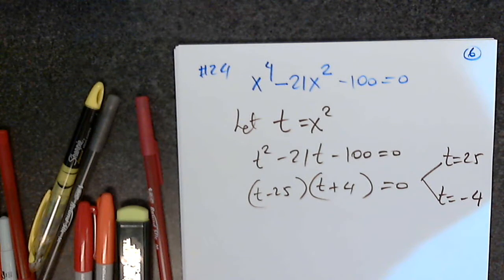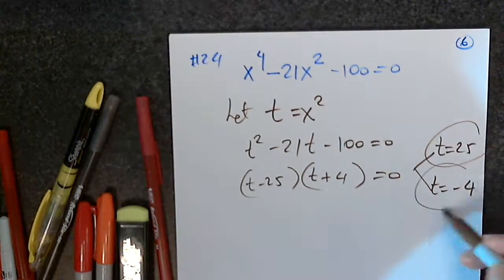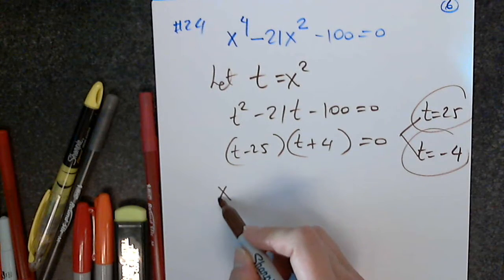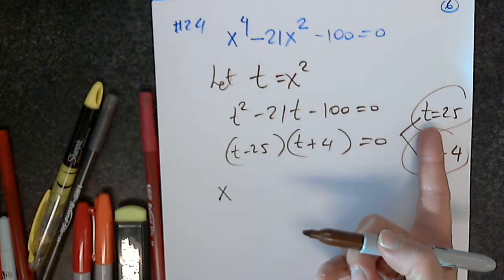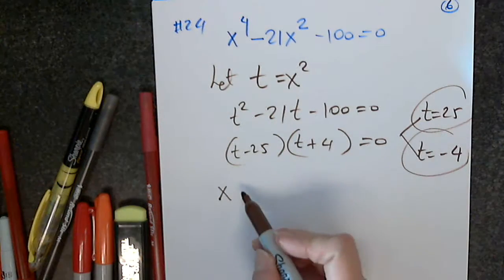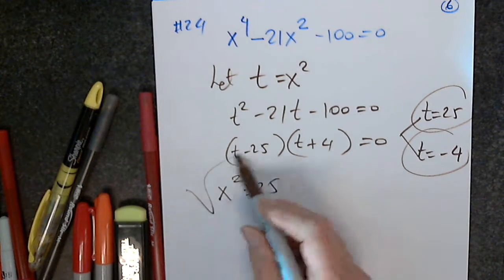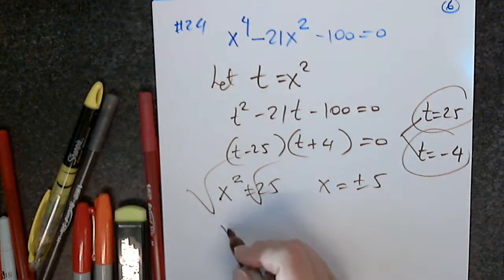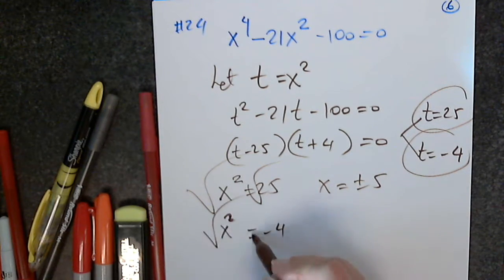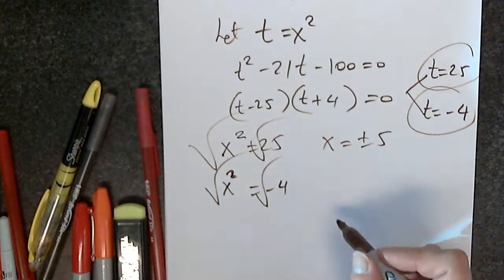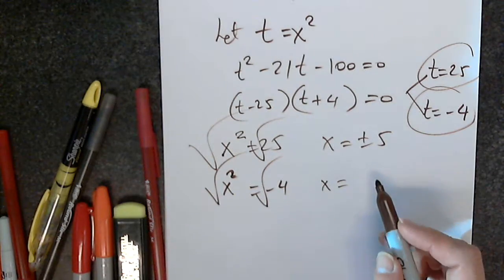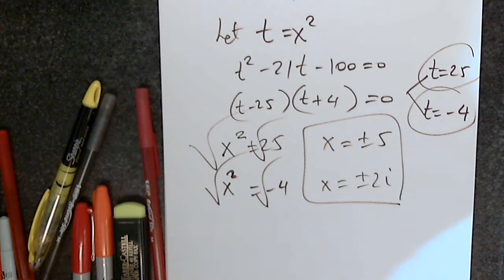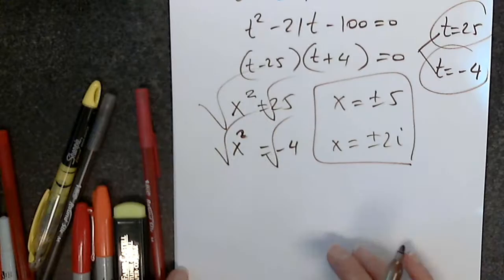We agree so far? But now this is an equation, and this is a different equation. What equation is this? This is t equals 25. I take the square root. x equals plus or minus 5. x squared equals negative 4. I take the square root. That's the easiest method to apply here. x equals? Very good. Plus or minus 2i. Excellent. Good. Next problem, 25.